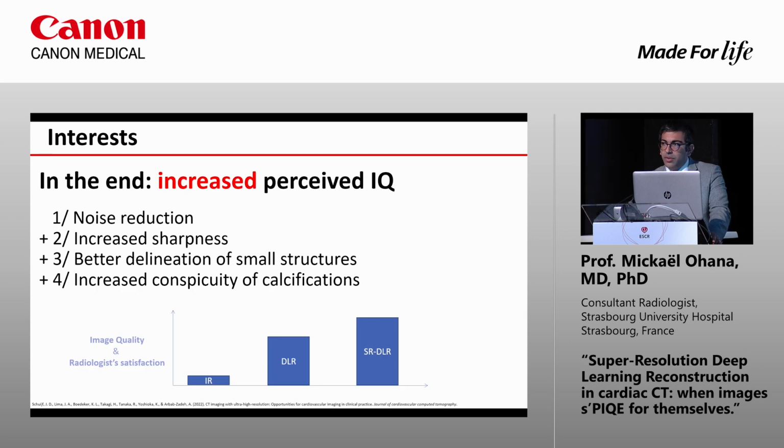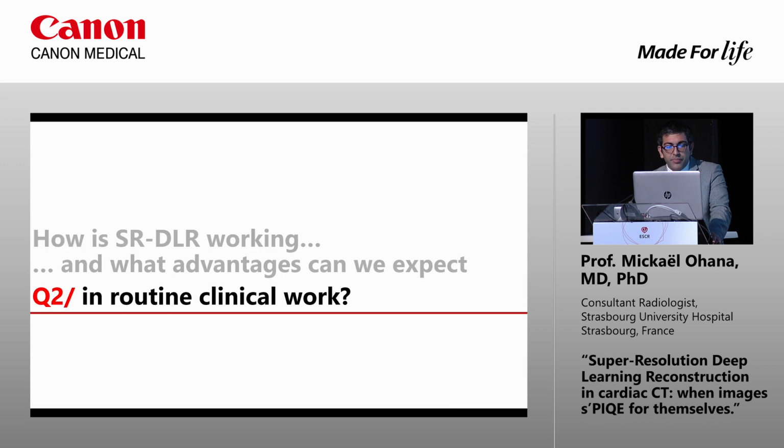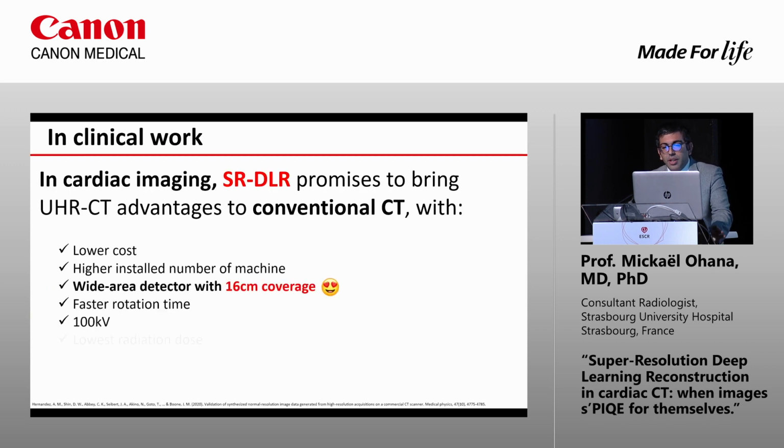So in the end, all these factors add together, and they explain the increased perceived image quality of SR-DLR compared to DLR, and of course compared to iterative reconstructions. So in routine clinical work, in cardiac imaging, the promise of SR-DLR is to bring all the advantages of UHR-CT to conventional CT with lower cost, a higher installed base, of course the ability to use a wide area detector, so one beat acquisition, a faster rotation time, the ability to use 100 kV, and the lowest radiation dose.